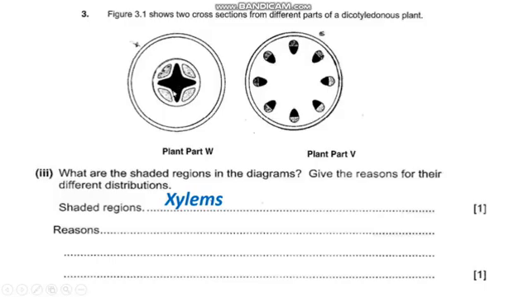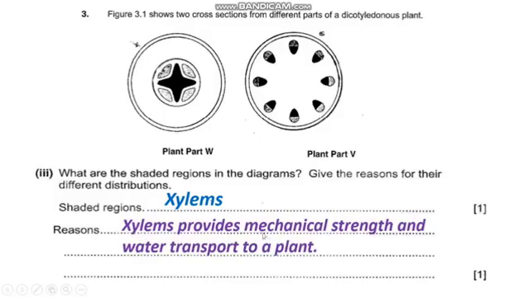So the xylem, in terms of their distribution, we have said xylems provide mechanical strength, and they also transport water to a plant. Then the other shaded regions that you have are the phloems. In terms of their distribution, what do they distribute? We all know that these phloems, they distribute food to all parts of the plant. So we have answered our question.